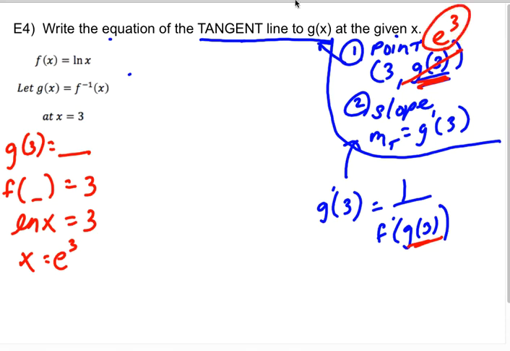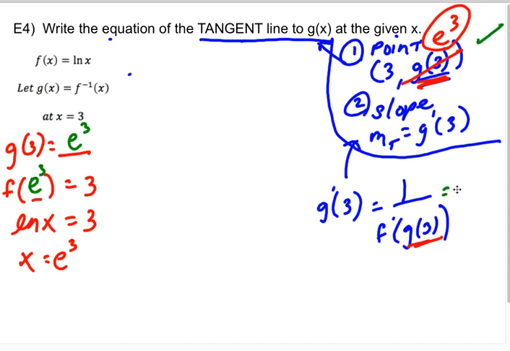Great, right? So I can work my way back up and say, cool, f of e cubed equals 3, which is why we know g of 3 is e cubed. So I've got my point, great. Now I need my slope.